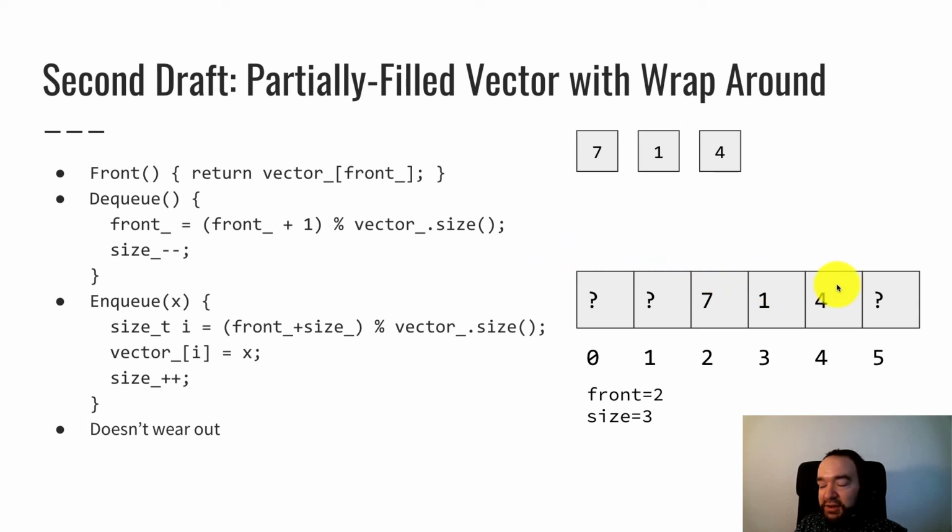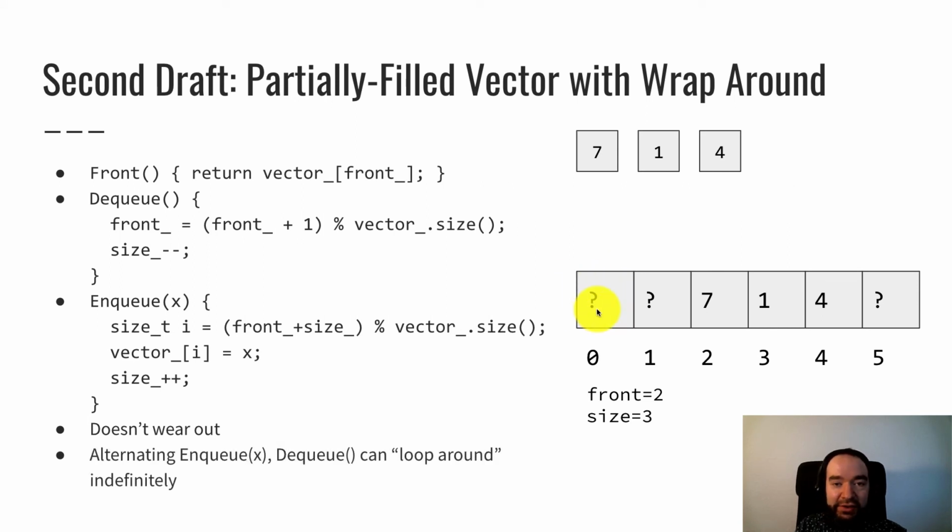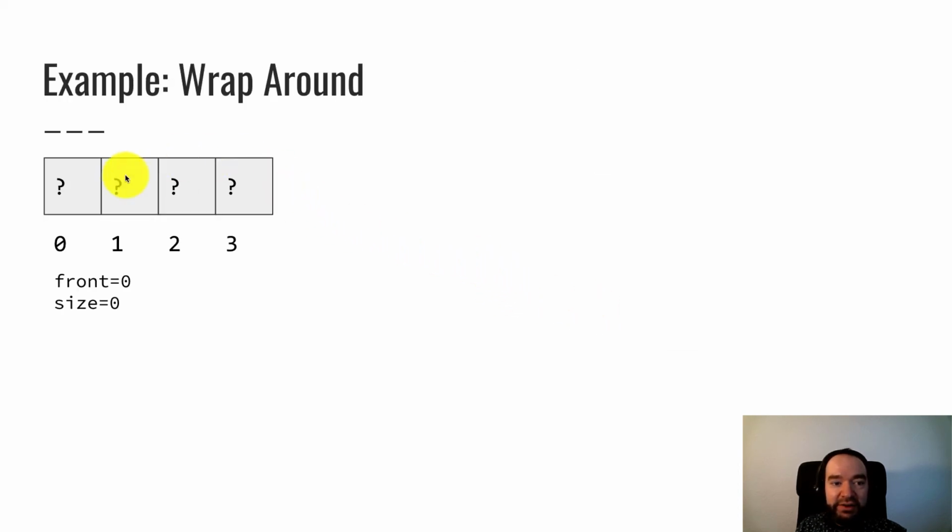Once we NQ past the end of the vector, we'll wrap around and start using the low indices starting from 0, and we'll be able to keep NQing and DQing as long as you want to, as long as we never overflow the vector. Let's just look at an example of this.